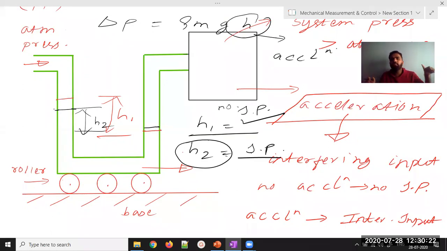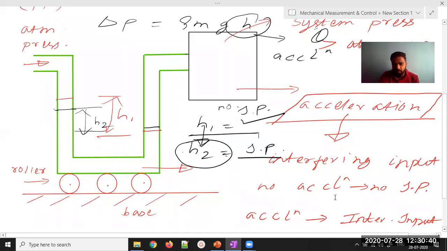Initially, the input was only P1 and P2. Now the input is also that of the acceleration. And if due to acceleration this H is changing its value from H1 to H2, such kind of input is called an interfering input.